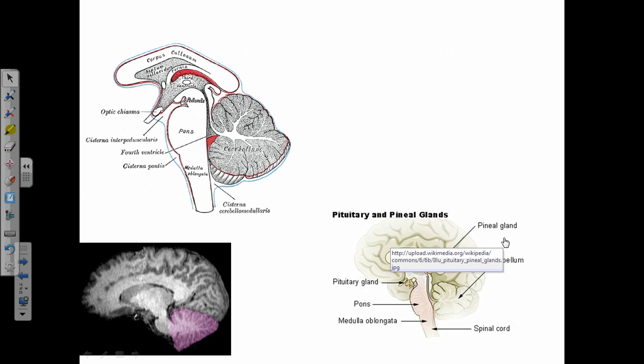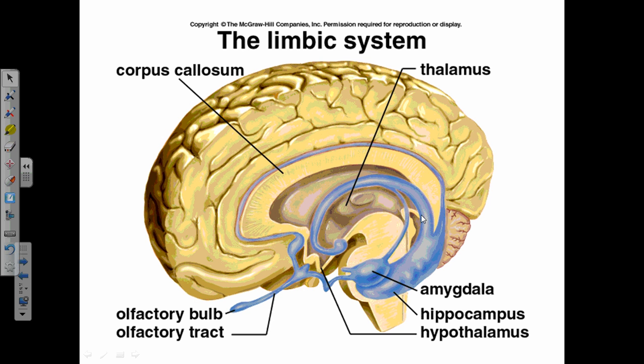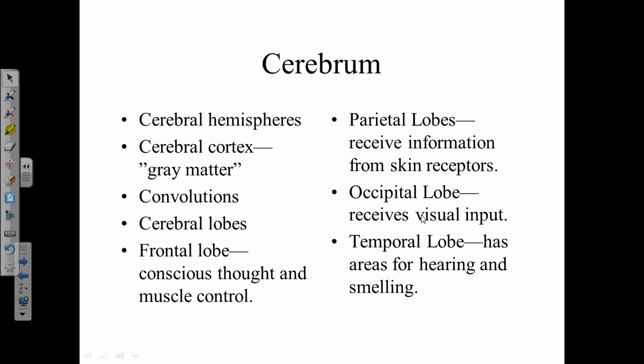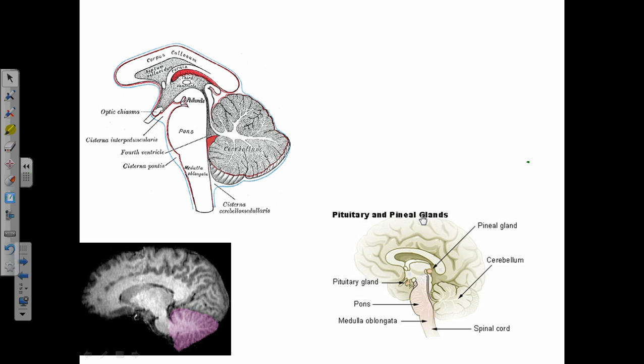Another structure that we haven't mentioned since we talked about the endocrine system. Right back here, sort of in the middle, lower part of your brain, right in here, is this little thing called the pineal gland.